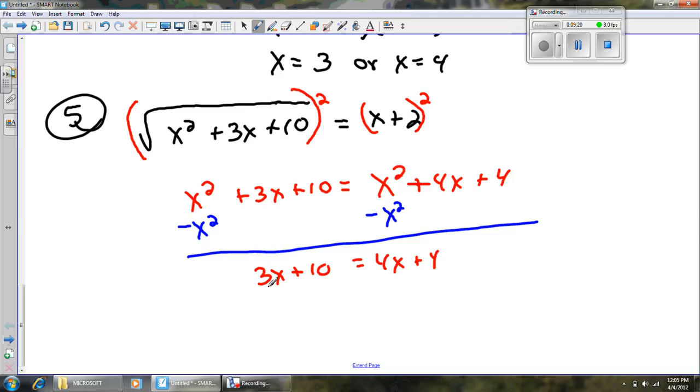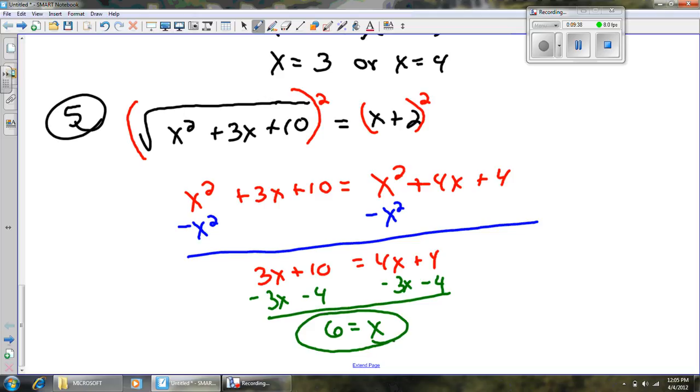So it's actually a linear type problem. I'm going to subtract 3x from each side because I want all my x's on one side, all my non-x's on the other. And I'm going to subtract 4 from each side. So I'm going to get 6 equals x.